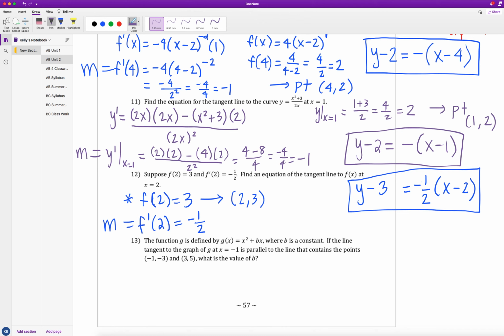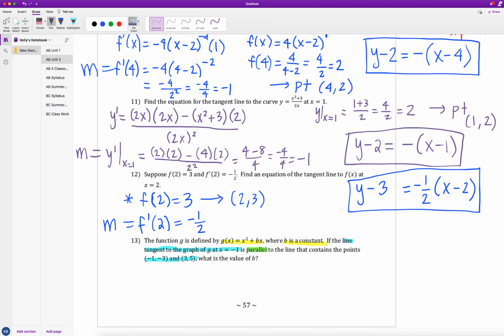That's a loaded question. So let's take this piece by piece. We have a function. I'm going to highlight things instead. They gave us what g of x equals. We know that b is a constant, and eventually our goal is to know what does b equal. They're also telling me that the line tangent to the graph of g at x equals -1 is parallel, keyword, to the line that contains these two points, (-1, -3) and (3, 5).